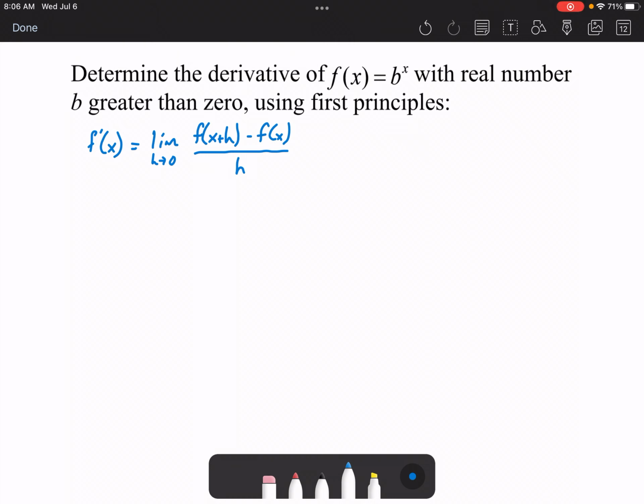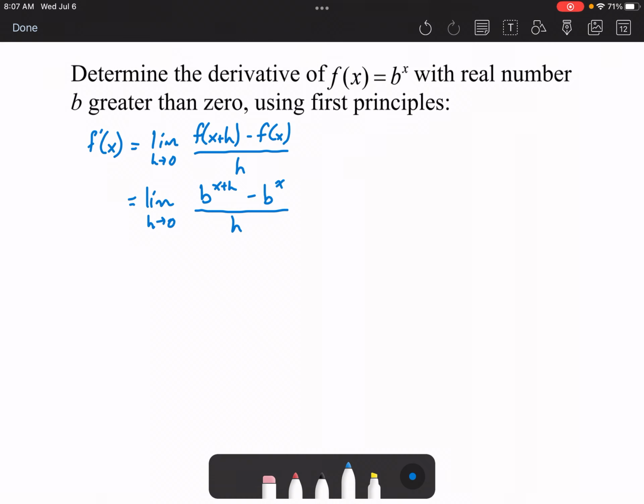So what we're going to do is extend this and expand. Now I substitute x plus h into the expression, and I also substitute x into the expression, and come up with this expression that we have right here.